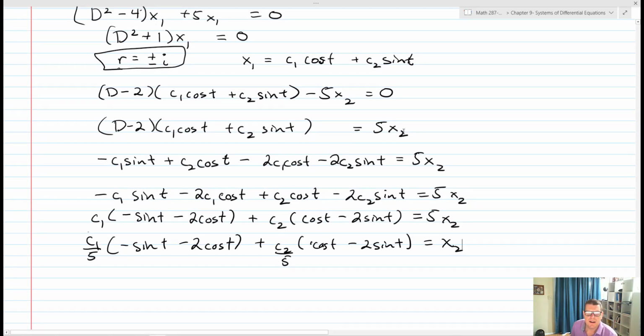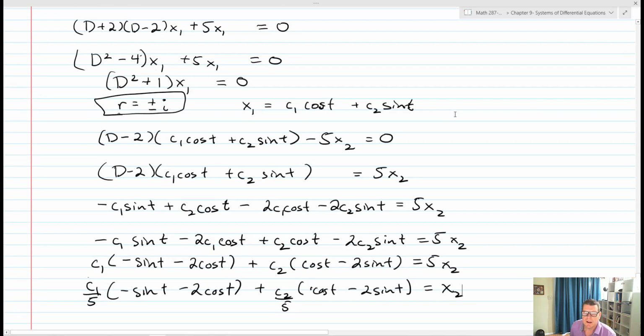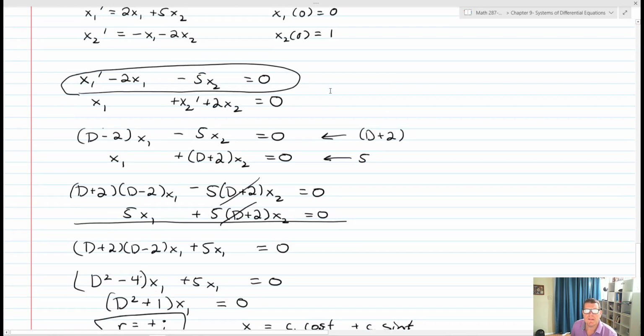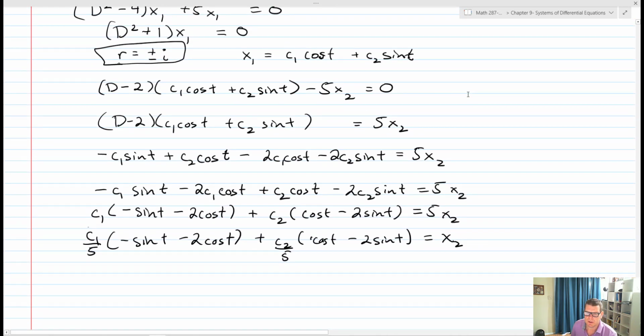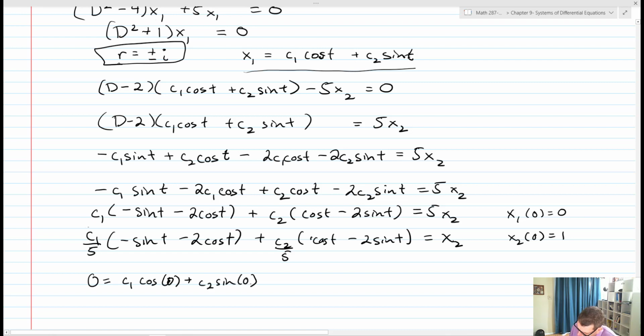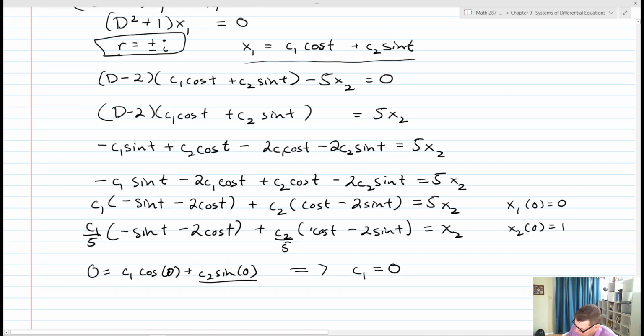All right. And so given that we have an initial value problem here, that's going to help us out, right? We've got x1 of 0 equals 0 and x2 of 0 equals 1. So I'm just going to plug in my values. We're going to start out up here at x1. So 0 is going to equal c1 cosine of 0 plus c2 sine of 0. Sine of 0 is 0, so that means that c1 ends up equaling 0 because c2 times sine 0 is 0.